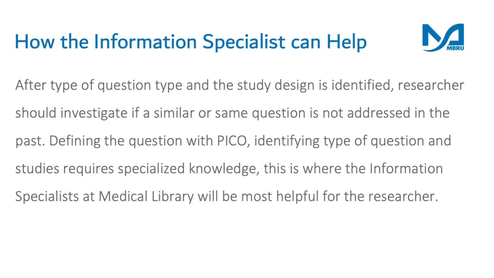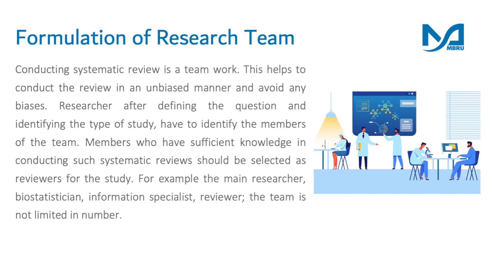Conducting systematic review is a team effort. This helps to conduct the review in an unbiased manner and avoid any biases. After defining the question and identifying the type of study, the researcher has to identify the members of the team. Members who have sufficient knowledge in conducting such systematic reviews should be selected as reviewers for the study. Examples include the main researcher, biostatistician, information specialist, and reviewer. The team is not limited in number.